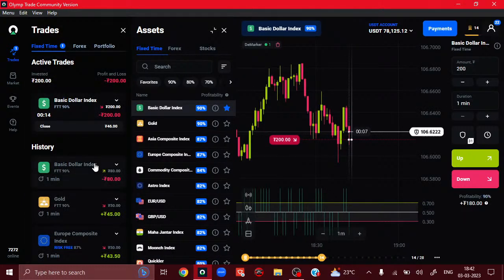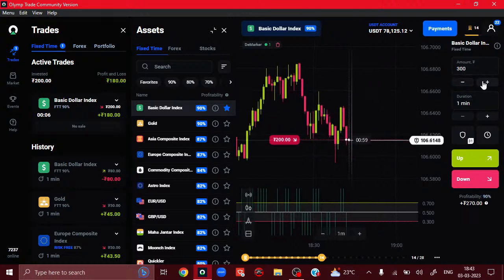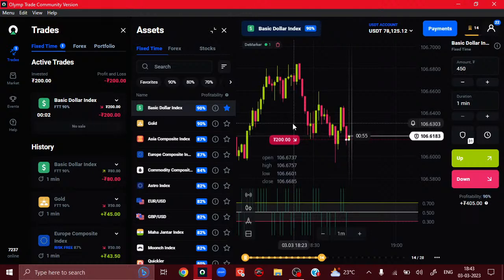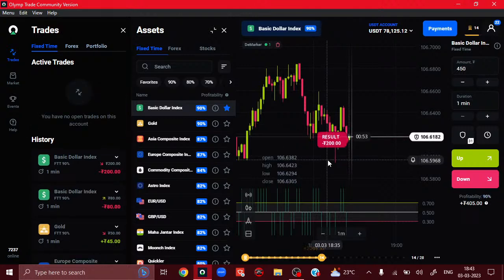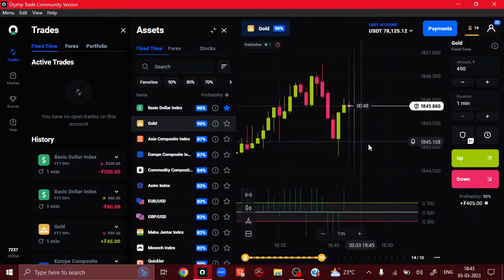So if this trade also doesn't go in our favor, then again we will have to use the martingale. 60, 80, 200, then 450 maybe, but let us wait for this trade to close first. 3 seconds are left. Okay, it did not go in our favor. Let us now switch the asset.